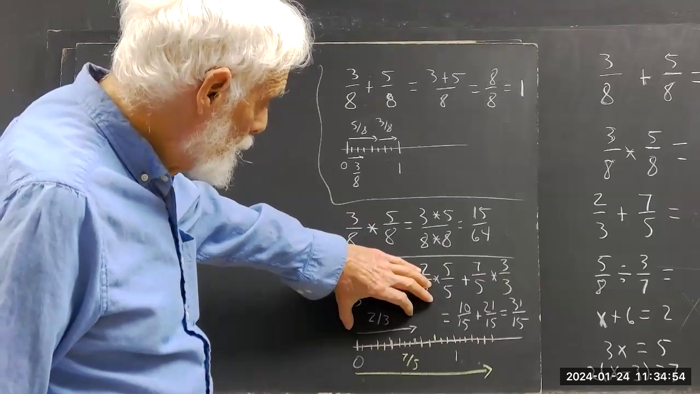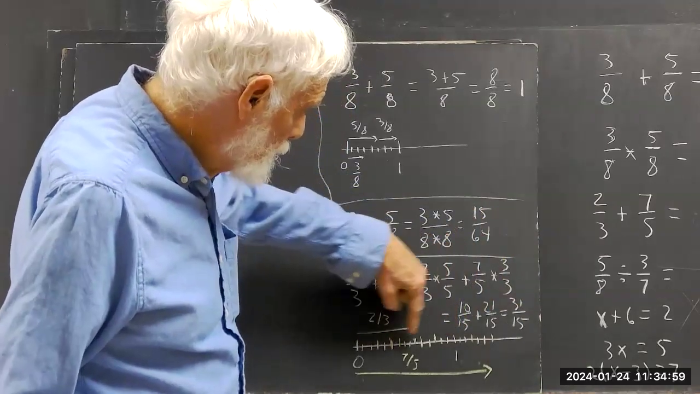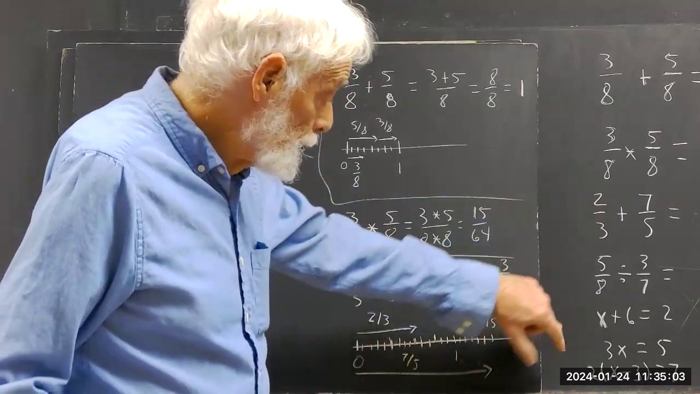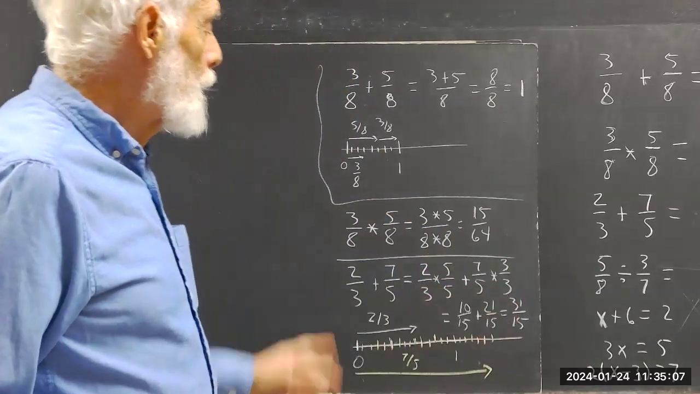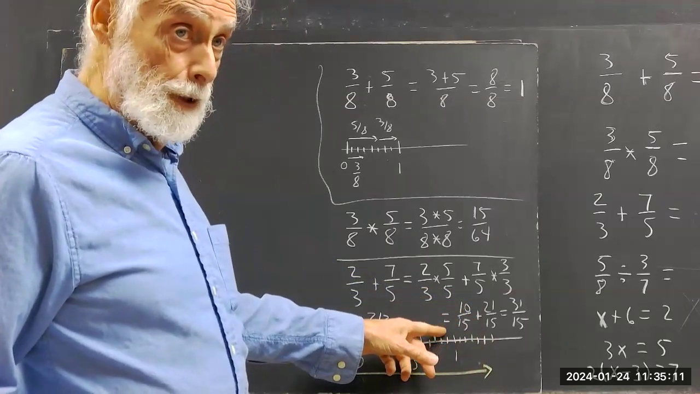I can see that if I go this far from here, I'm going to end up out here around 2. This is 0 and this is 1. 2 is going to be out around here. This arrow plus this arrow is going to be around 2. And our method of adding fractions is going to give us something around 2.